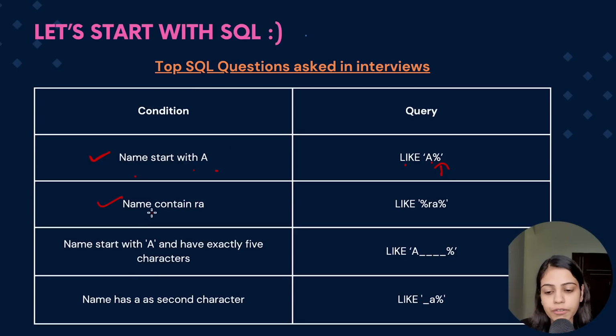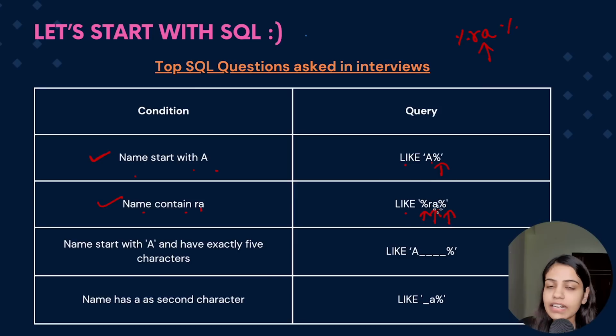Then next we have to find the name that contains RA inside it. So we have given two characters that should be contained in any name. At the first there could be any characters, at the last also there could be any characters, but the name should have RA inside it. So we will give LIKE percent, which means there should be n number of characters before RA, then percentage, which says there should be n number of characters after RA, and then we give this RA.